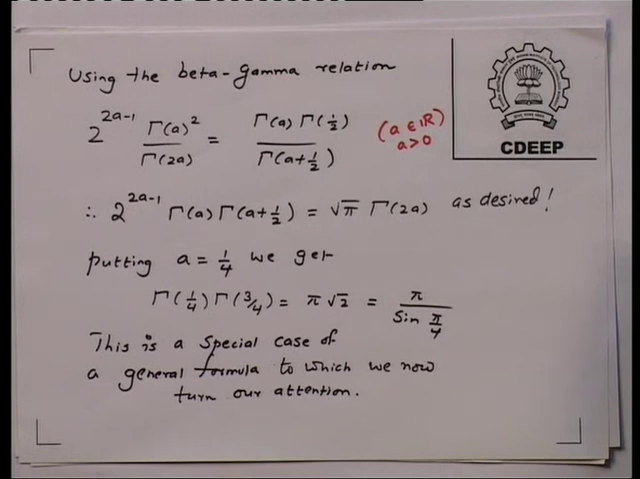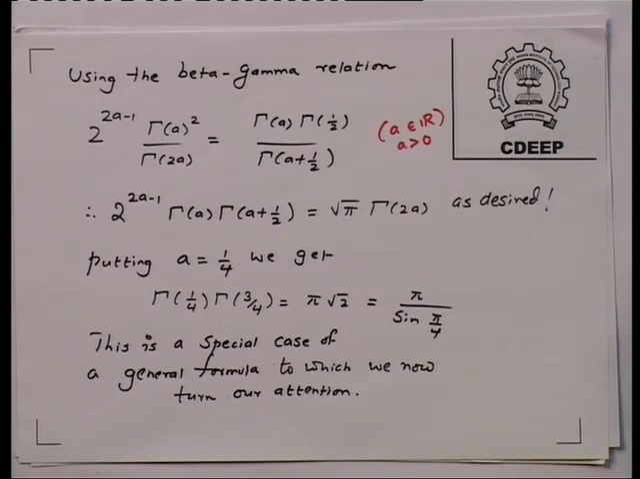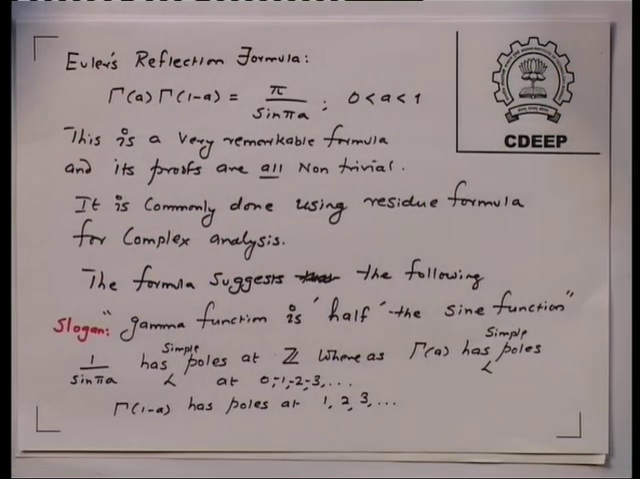This is a very remarkable formula, and this is actually a very special case of a very general formula, and now we are going to pass on to the generalization of this. This generalization is called Euler's reflection formula. Gamma a into gamma 1 minus a is pi by sine pi a, where 0 less than a less than 1.